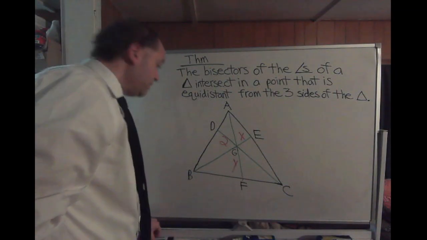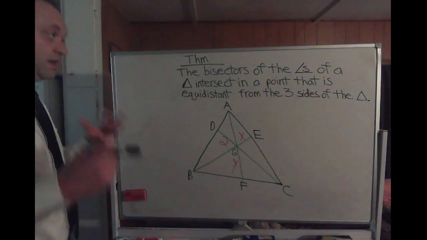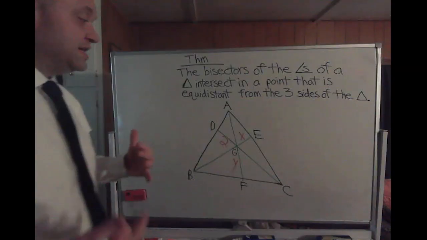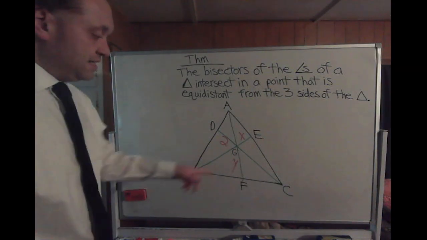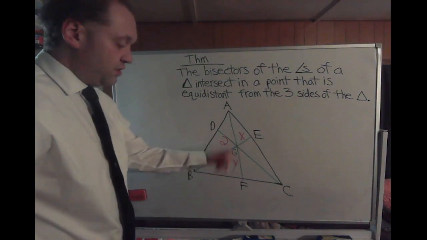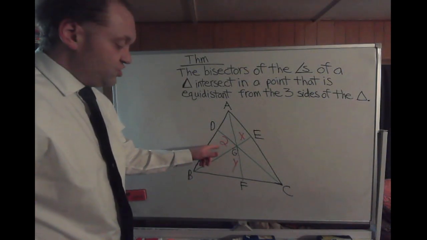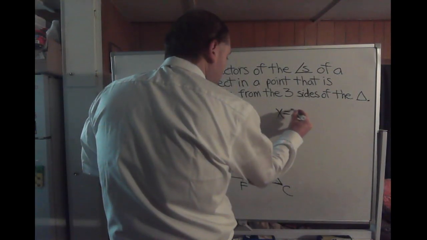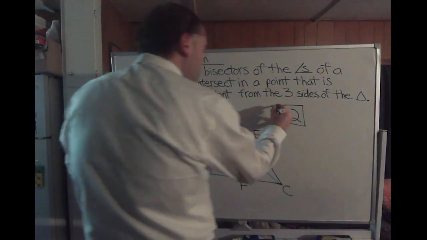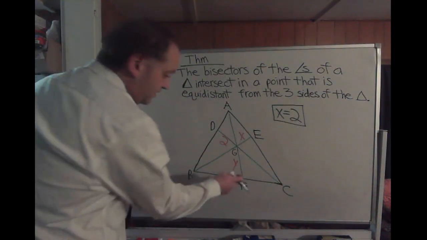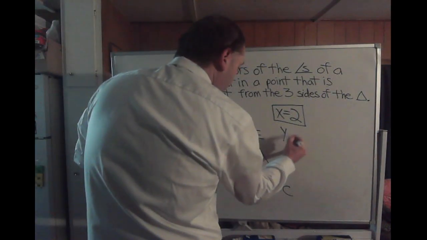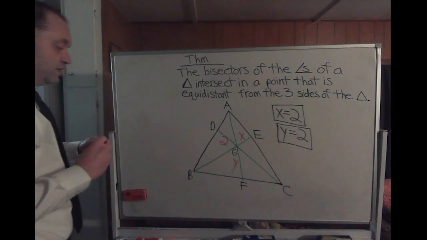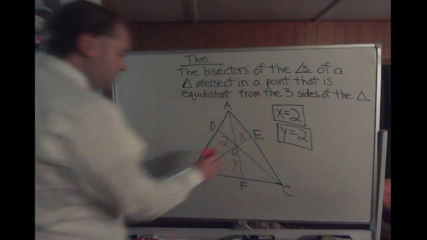According to this theorem, the bisectors of the angles of a triangle intersect in a point that is equidistant from the three sides of the triangle. So that means this point G is equidistant from all three sides. If DG is 2, that means EG, which is X, would also have to equal 2. And FG, which is Y, would also equal 2. So that's what that theorem means. Let's do another one here.